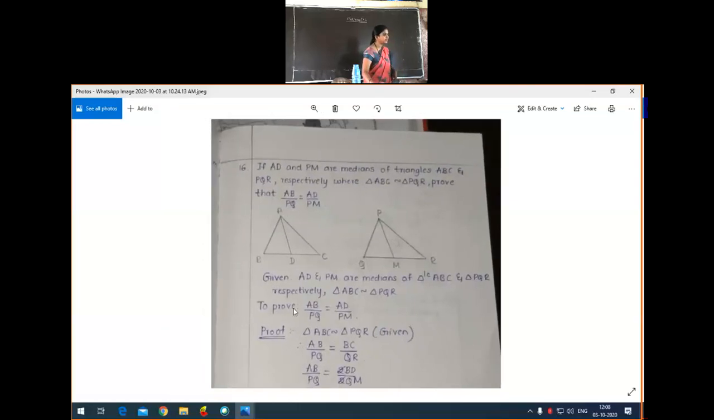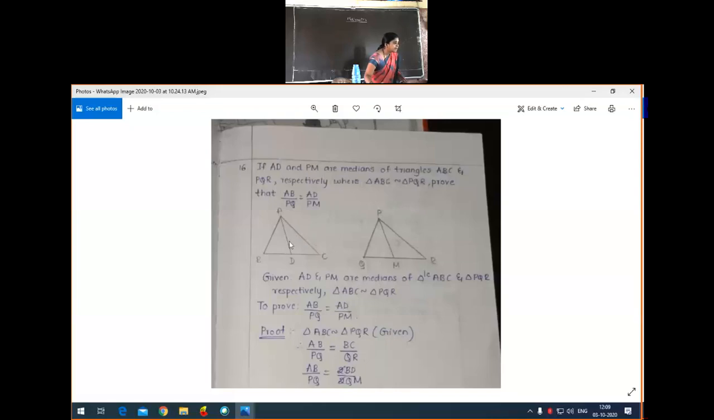In this question, if AD and PM are medians, again and again we are taking the median concept. AD and PM are medians of triangle ABC and triangle PQR respectively, where triangle ABC is already similar to PQR. Here the question is like this. The similarity condition is already given. Triangle ABC is similar to triangle PQR.